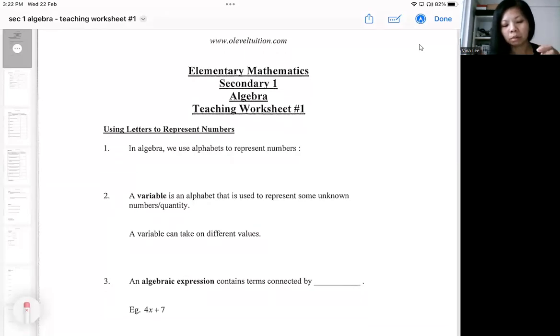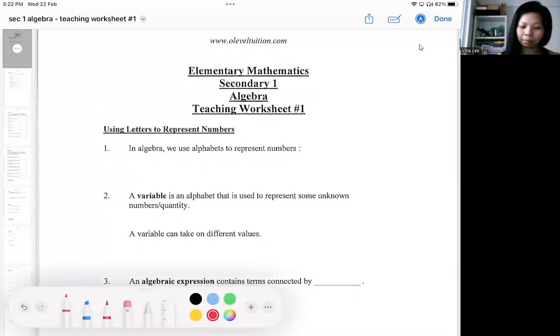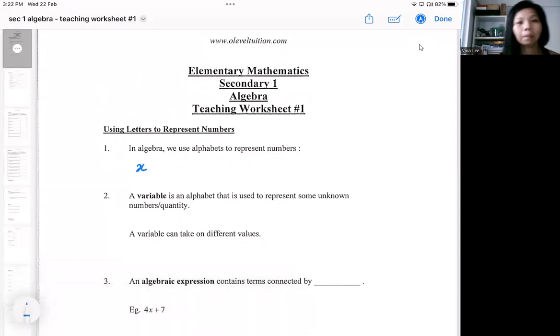So first of all, when we do algebra, we will use letters to represent numbers. In algebra, the common letter we are going to use will be X. But you've got to notice the way I write my X. I don't write it like this, because if I write it like this, it looks like the multiplication sign. So we do not want the alphabet to be confused with the multiplication sign. So X is written in this way.